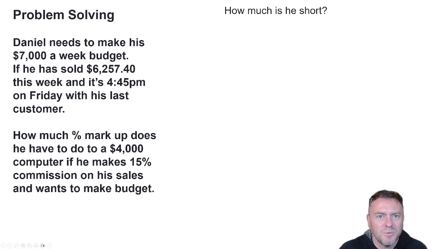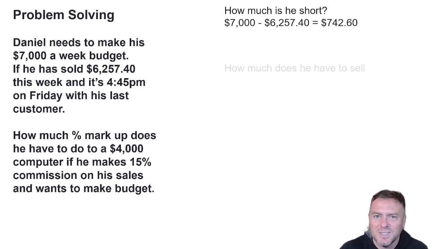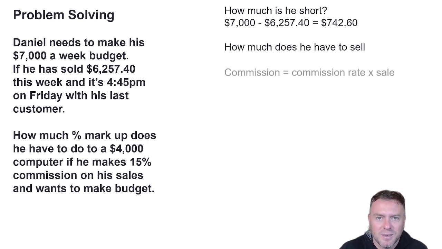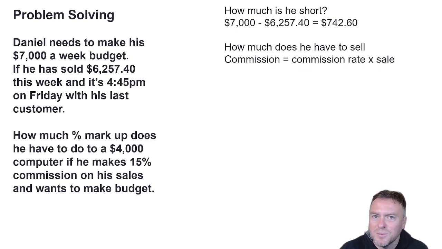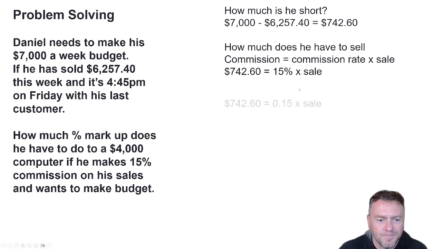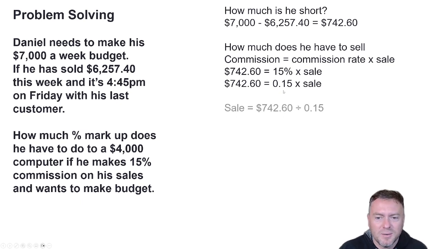So first off, we've got to work out how much is he short. So if we do the $7,000 minus the $6,257.40, you get the $742.60. How much does he have to sell then? Well, his commission is equal to his commission rate times the sale. So his commission, we need it to be $742.60, and that equals 15% of the sale. So we're going to say $742.60 is equal to 0.15 times the sale.